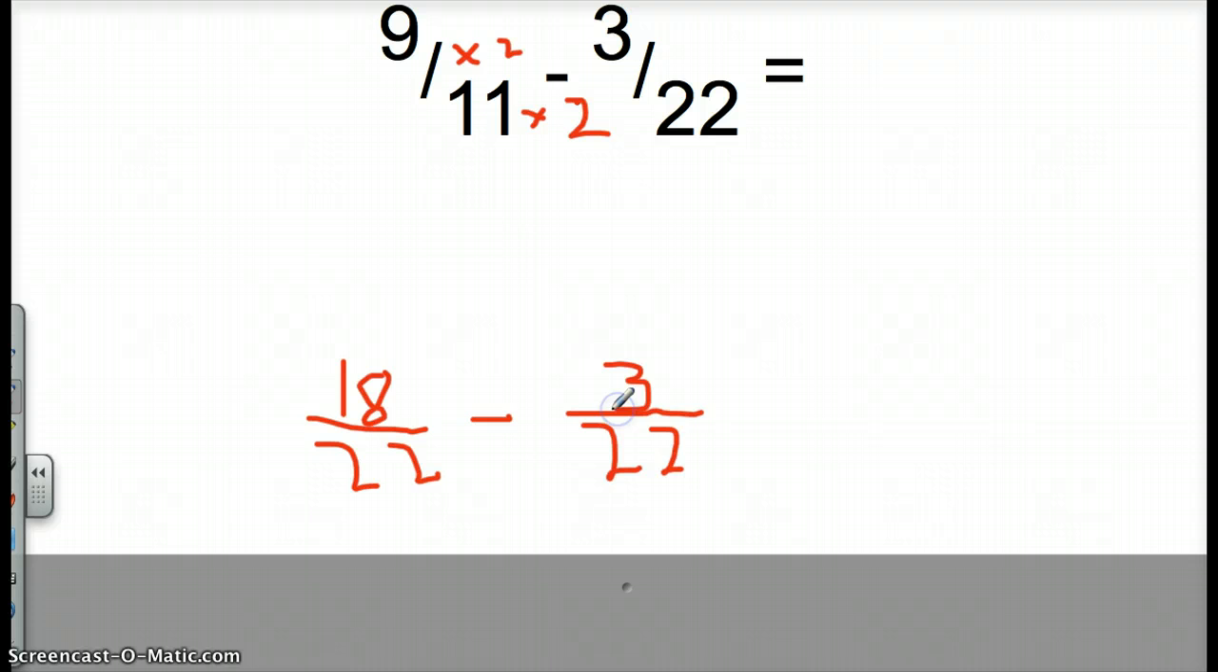So now you can do your math problem here. 18 minus 3 equals what? 15/22. Correct.